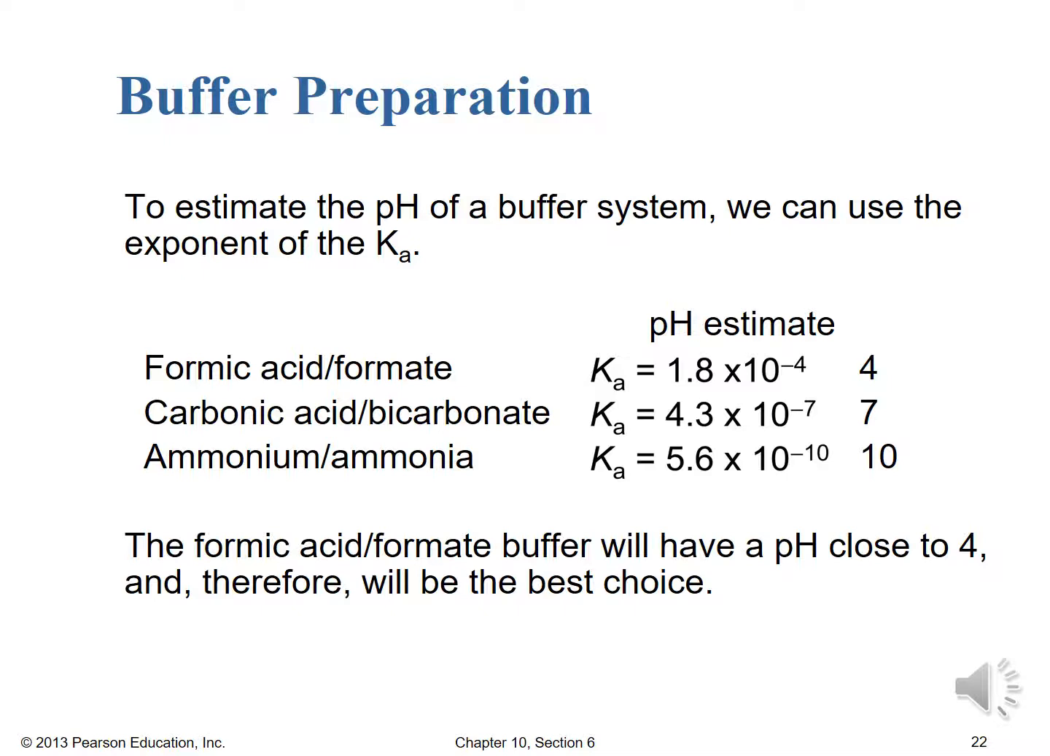And then finally, for the ammonium-ammonia buffer, that's going to be around pH 10. If you do it rigorously, it's actually pH 9.25, and so it would be expected to have some buffer activity between 8.25 and 10.25, but it's going to act best right around that 9.25, the negative log of the Ka. So in this case, because we were looking for a urine buffer, we would want something with a pH close to 4, and therefore the formic acid formate buffer would be the best choice.